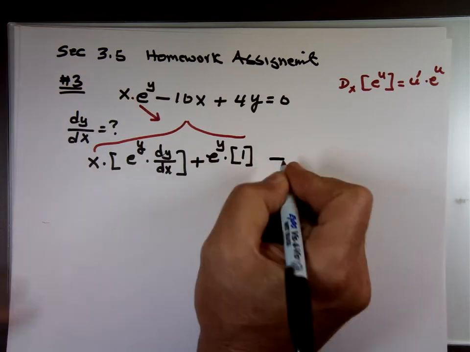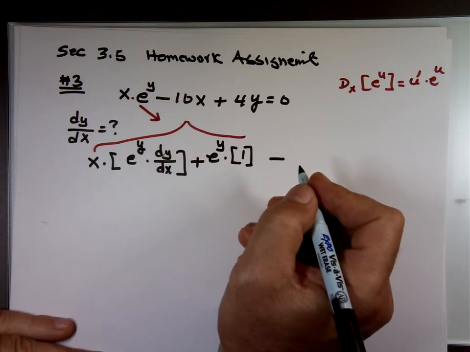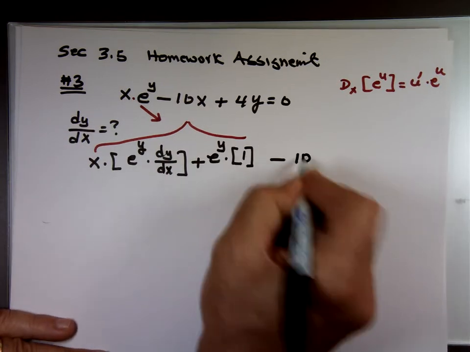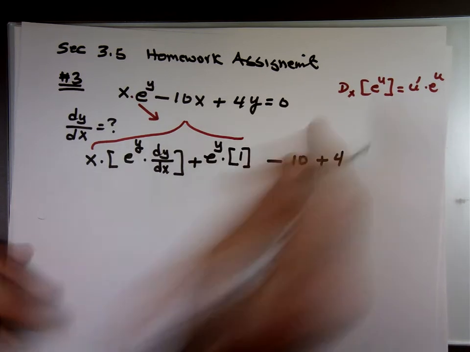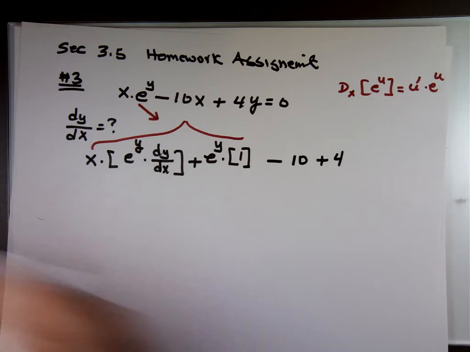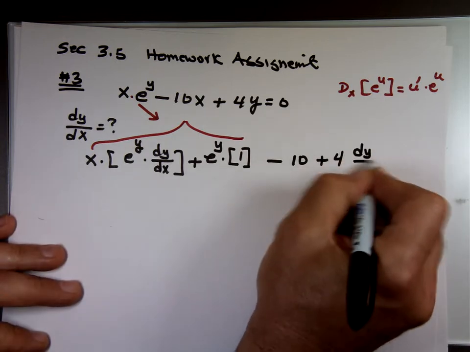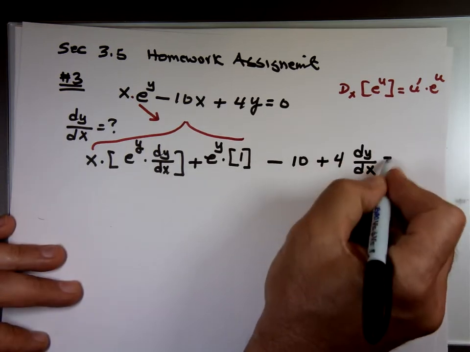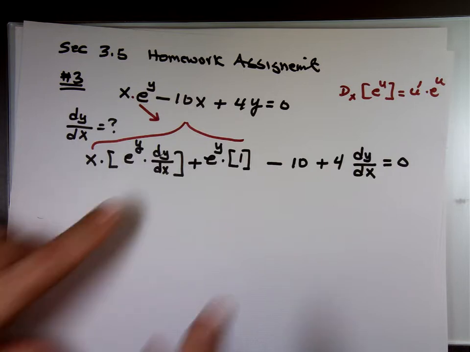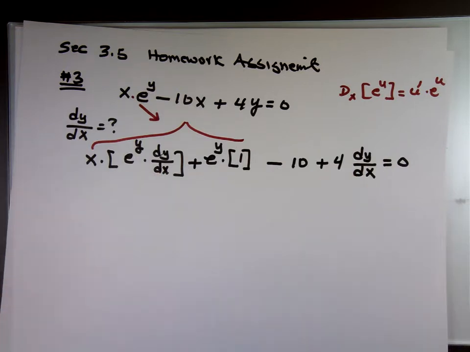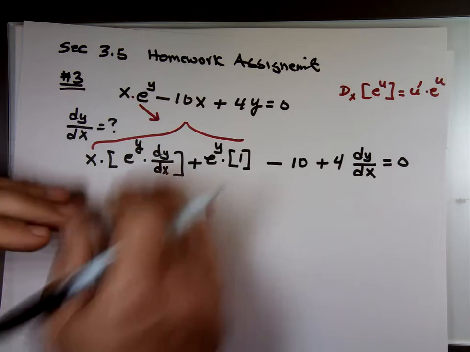Here's the minus sign. What is the derivative of 10x? There's the 10, I already have the minus. And there's the plus 4, what's the derivative of y? dy/dx. And now you want to solve it for dy/dx. So we're going to look for all the terms that have dy/dx in them and move them to one side, and take the rest to the other side.